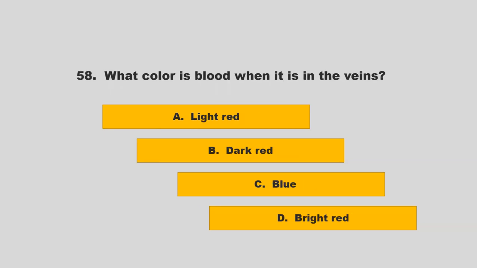What color is blood when it is in the veins? Light red, dark red, blue, bright red. If you chose B, dark red, you are correct.